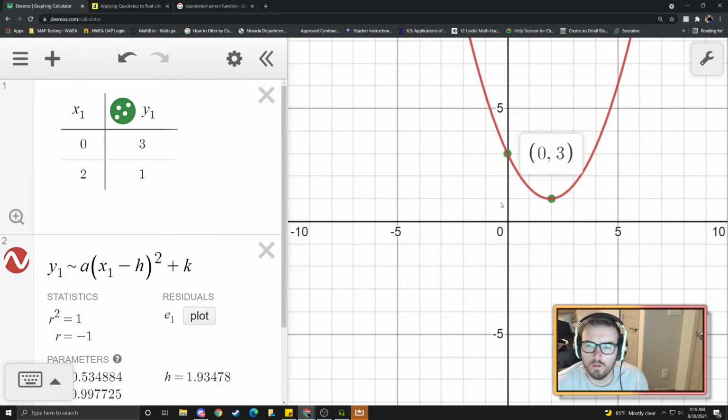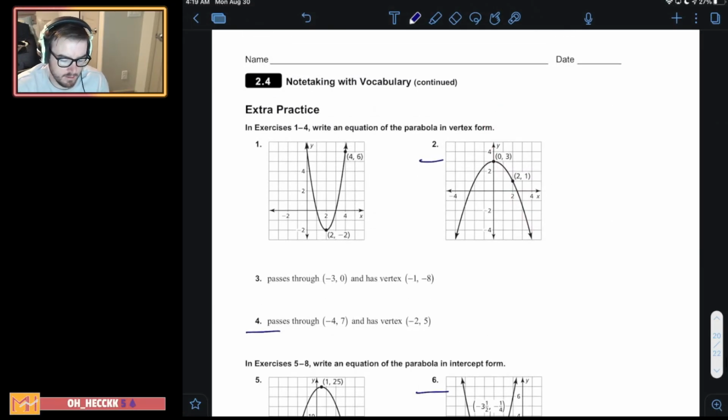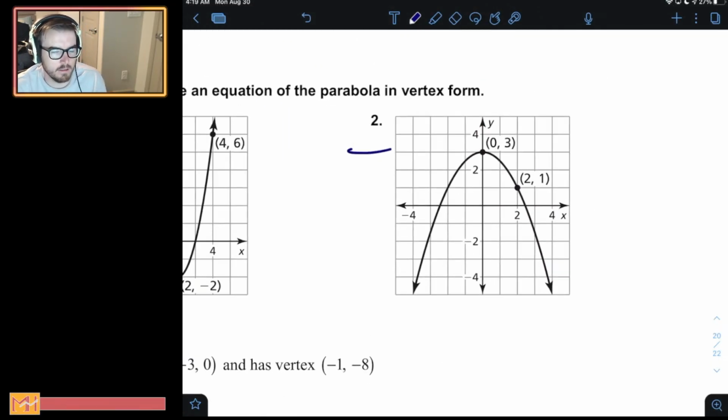Oh, interesting, right? So we're living and learning here. Desmos thinks this is the vertex, 2, 1. But if you look at our picture, 2, 1 is not the vertex. This is a learning moment for us. How can we convince it that 0, 3 is the vertex?